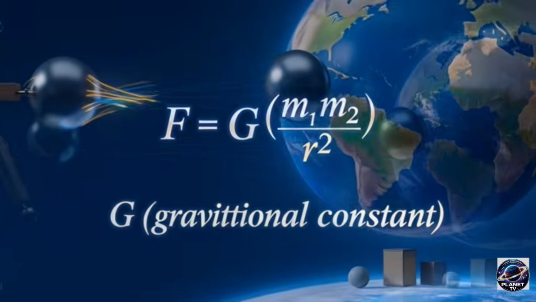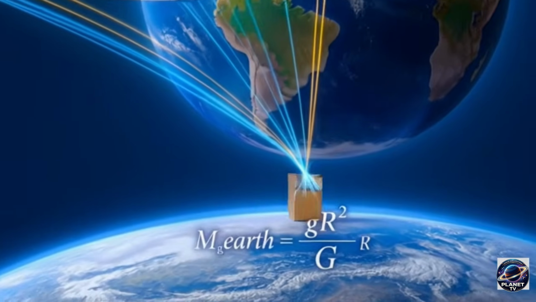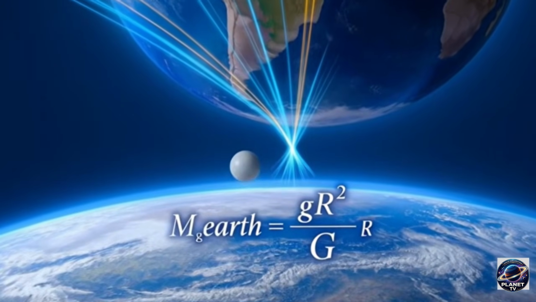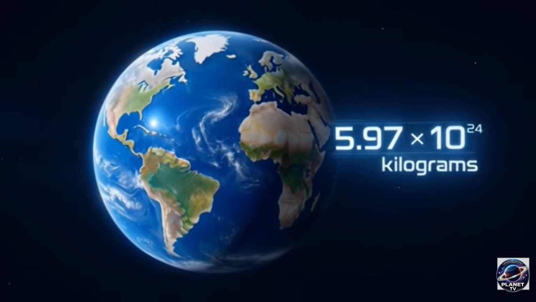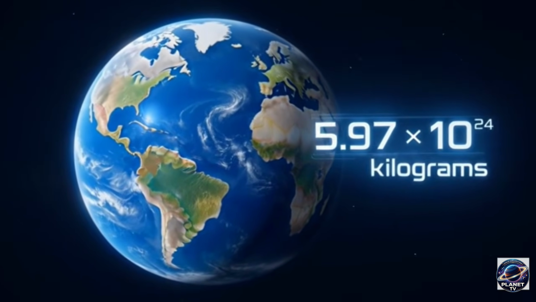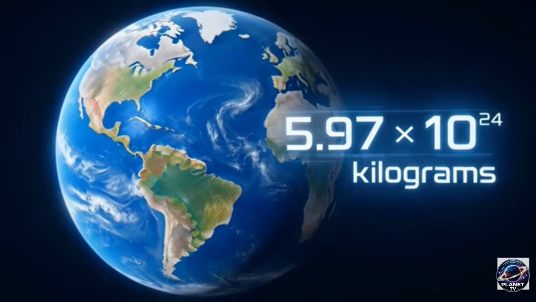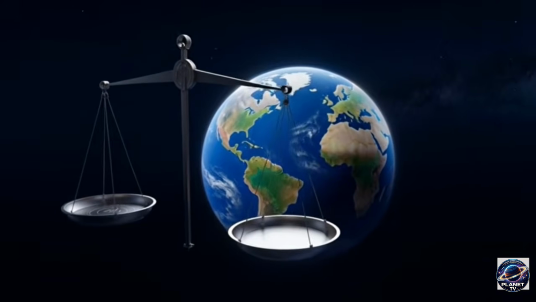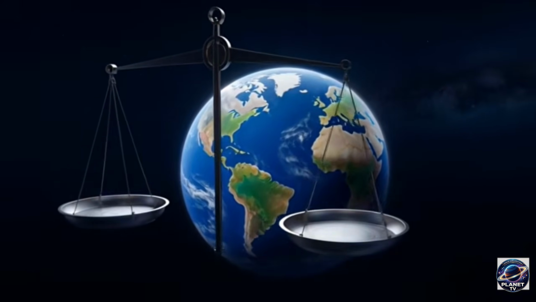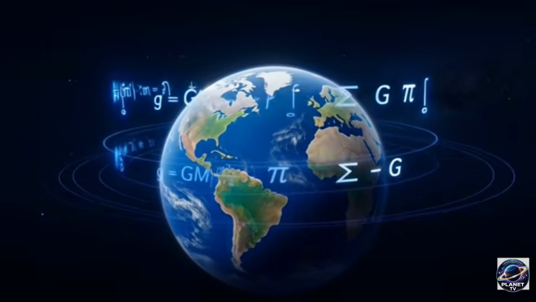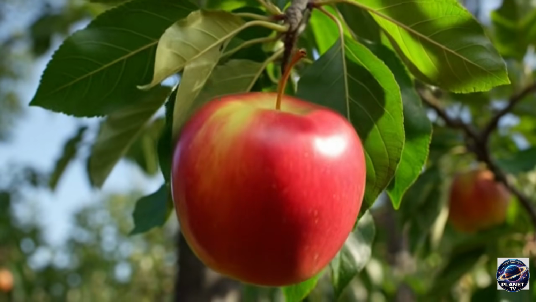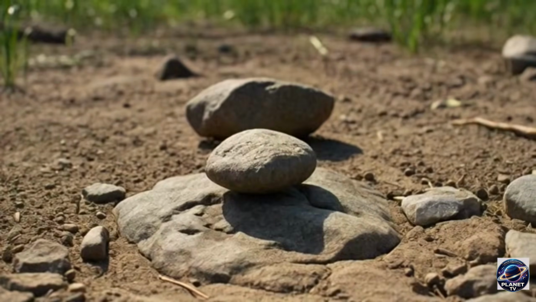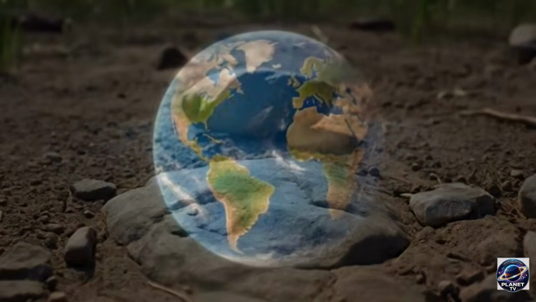So how much does the Earth weigh? The answer is about 5.97 times 10 to the 24th power kilograms. But what is astonishing is not only that number. What is more astonishing is that humans discovered it without placing the Earth on any scale. We weighed the planet by observing gravity, through delicate experiments, through mathematics, and through the ability to ask questions.